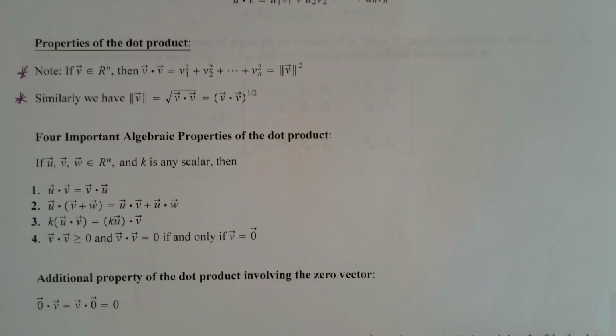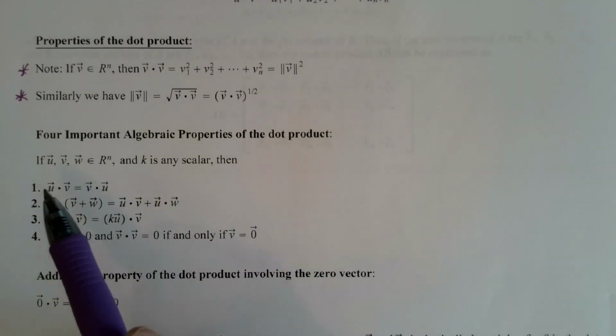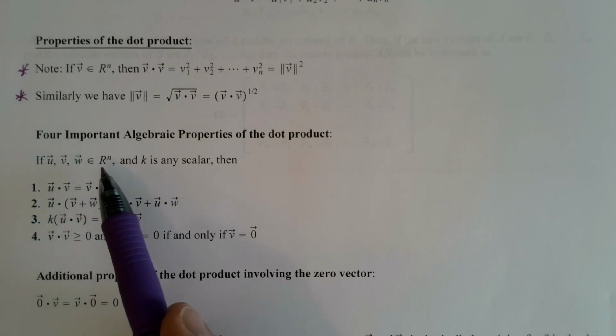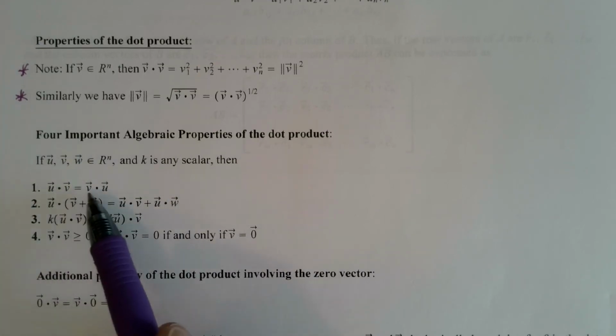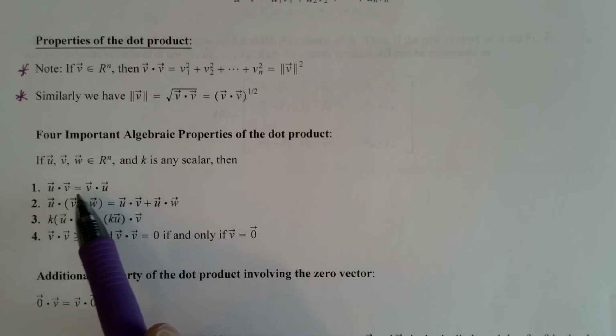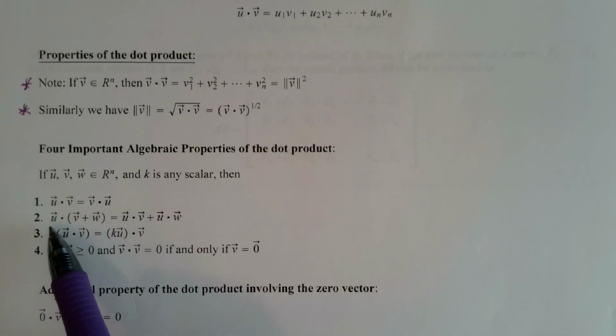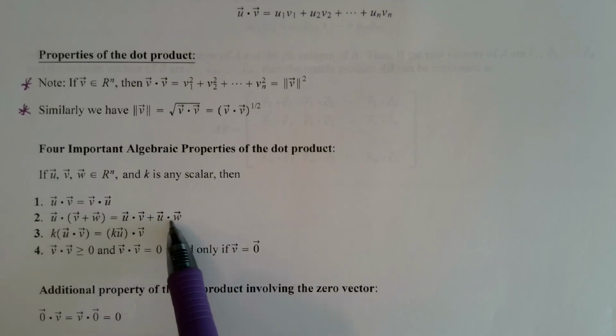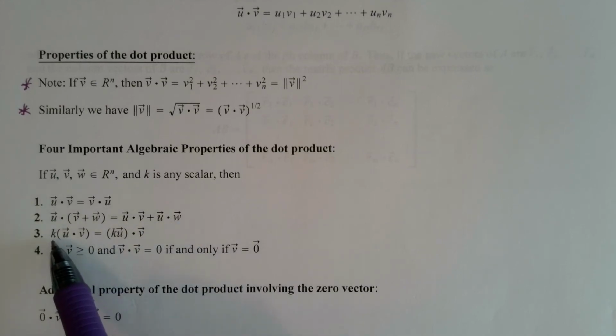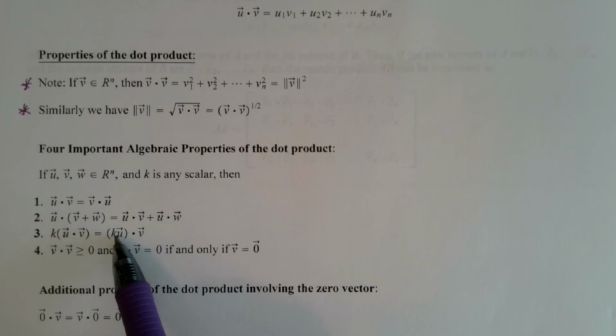Now, 4 important algebraic properties of the dot product. For any 3 vectors in n space and k any scalar, we have this property, which is sort of a commutative property for the dot product. That's pretty easy to prove. The sort of distributive property of the dot product over vector addition. So u dotted with v plus w is u dot v plus u dot w. Any scalar multiple of a dot product is the same as the scalar multiple of u dotted with v, or u dotted with the scalar multiple kv as well.